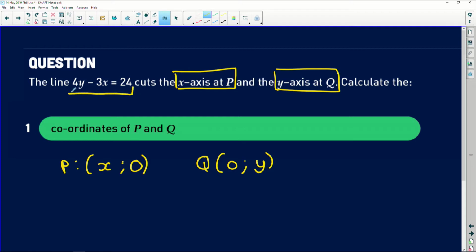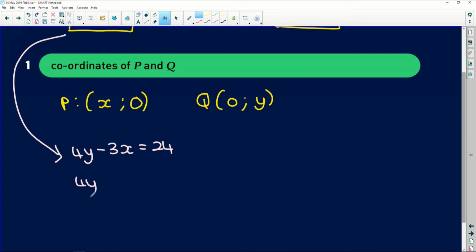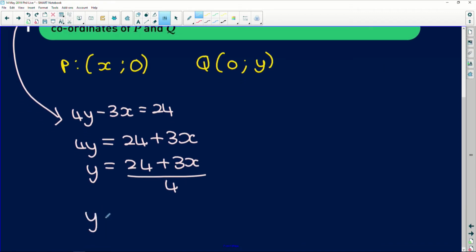Okay, now we've been given this equation. It's a straight line equation, guys, but it is not in normal form. So I want to get this into our normal form. So 4y minus 3x equals 24. Well, let's say 4y, because we're trying to isolate y, is equal to 24 plus 3x. Divide the whole thing by 4 and we get y is equal to (24 plus 3x) all over 4. If we try and get it into the normal form, we want y is equal to mx plus c. So m would be 3 over 4 multiplied by x, and 24 divided by 4 is 6.